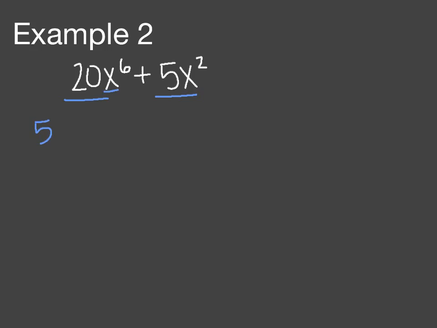Also, since both terms have the same variable, I'm going to ask myself, how many x's could I take away from each term? Well, I could take 1x away from each term, but I could also take 2x's away from each term. I could not take 3x's because the last term only has 2x's total, so I cannot take more than the smallest amount of x's. So because I could take 2x's away from each term, I'm going to put an x squared behind the 5.